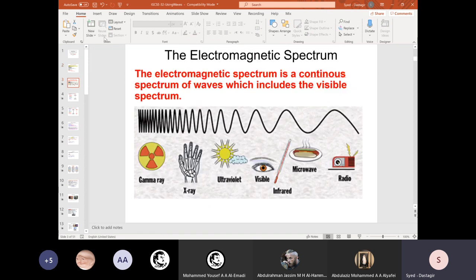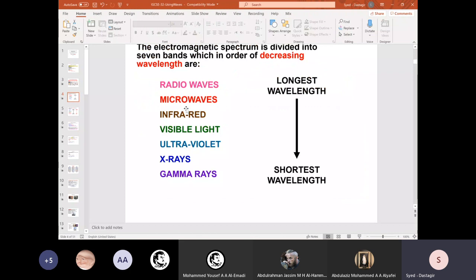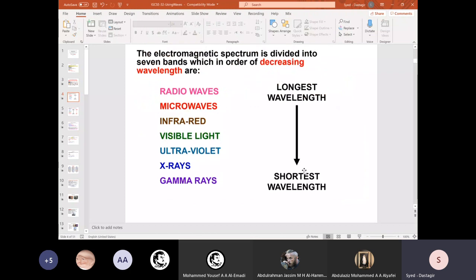So the electromagnetic spectrum is a continuous spectrum of waves, which includes the visible spectrum, which means visible light. So we have radio waves, microwaves, infrared waves, visible, UV, X-ray, and gamma rays. And you can see the difference in wavelength and frequency. As you can see, the wavelength decreases from radio waves to gamma rays. The longest wavelength is radio, the shortest is gamma rays, as you can see from the diagram.